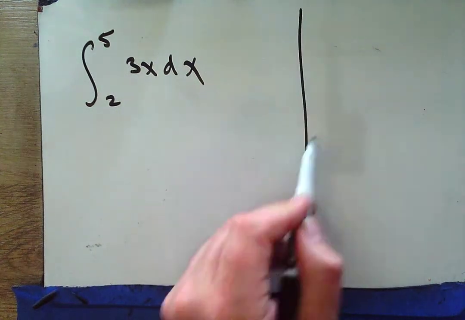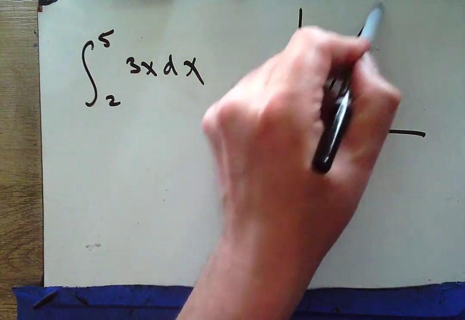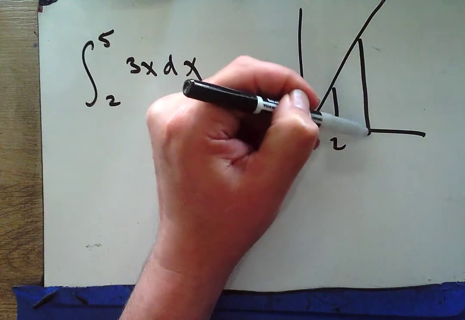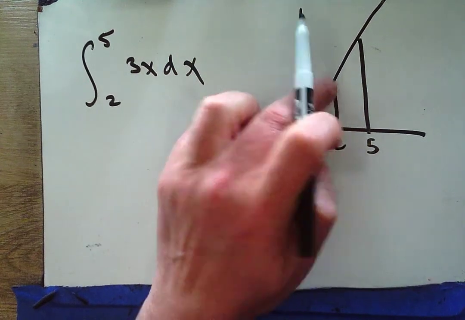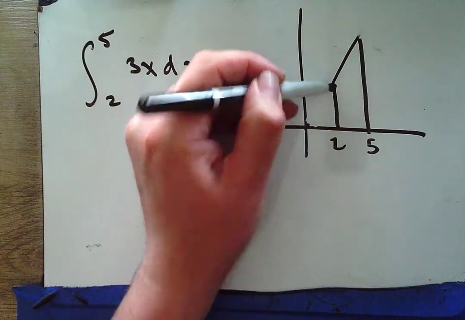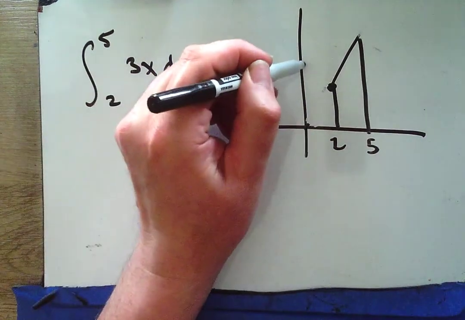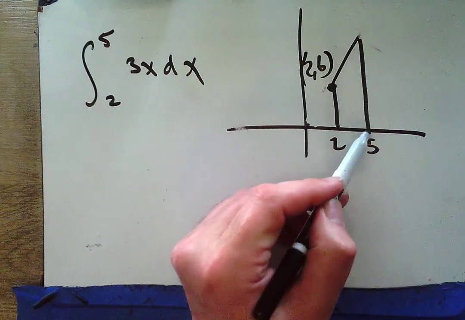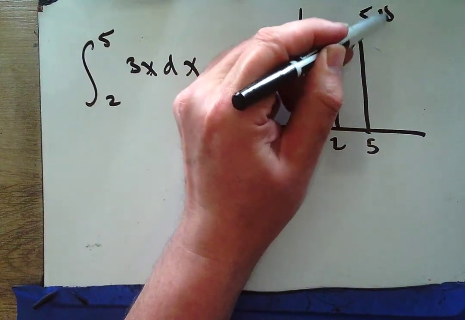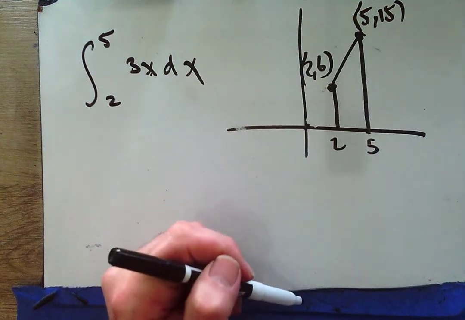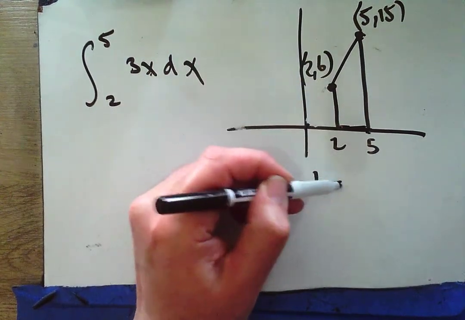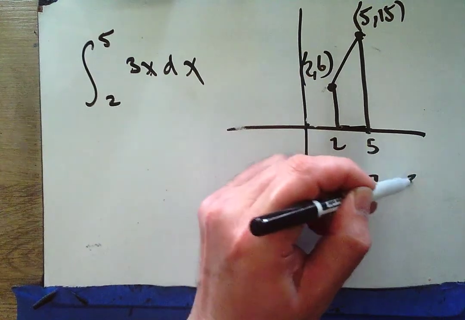Welcome back. So if I graph the line y equals 3x from 2 to 5, I'm only looking at this. If I plug a 2 into this function, I get 6. If I plug a 5 into this function, I get 15. Now, why would I want to do that? Well, because I know the height is 5 minus 2.